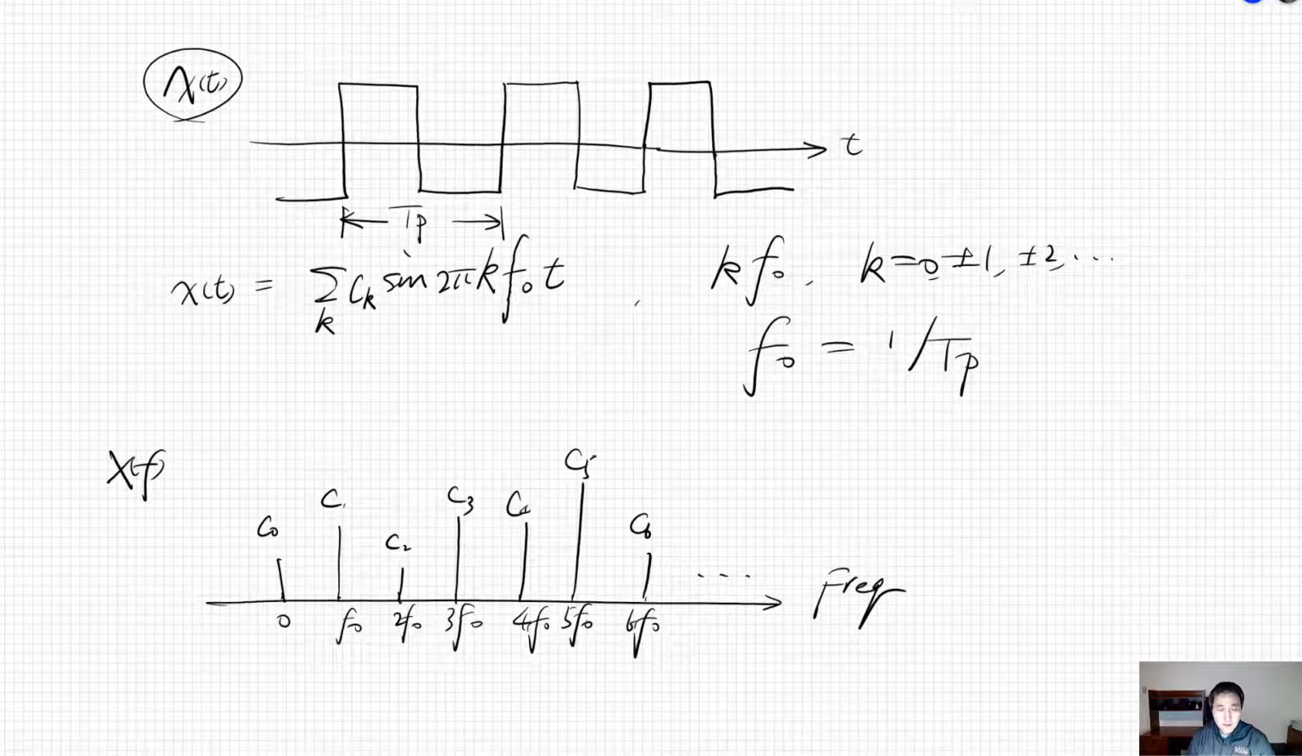So if we're looking at a signal from the frequency domain, it's as if we are only counting non-zero values on those frequency bins, which are at 0, f0, 2f0, 3f0, 4f0, and so on and so forth. And these weights, c sub k's, can be any complex number.